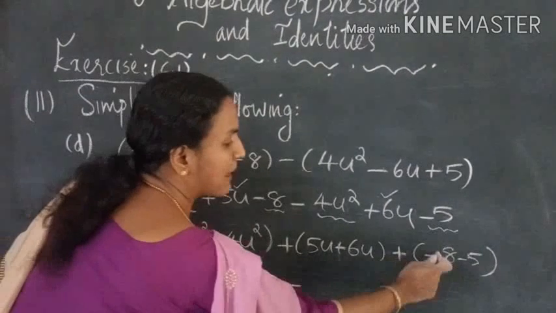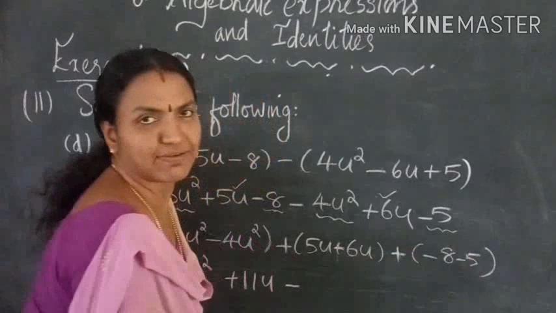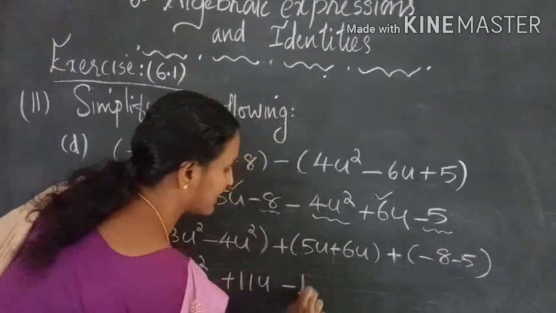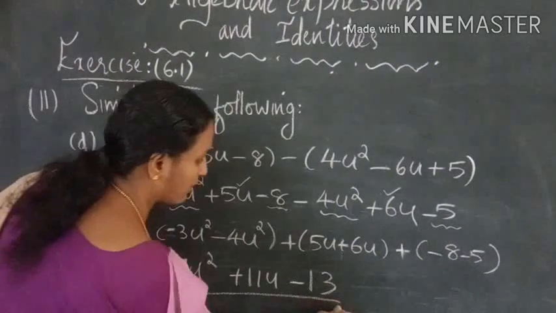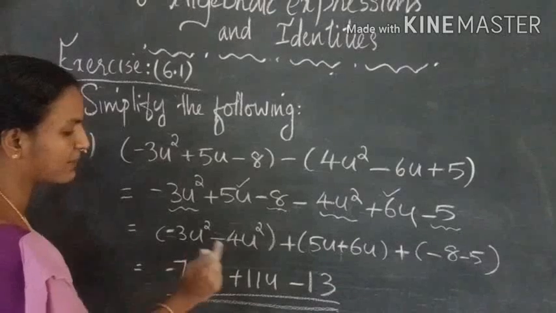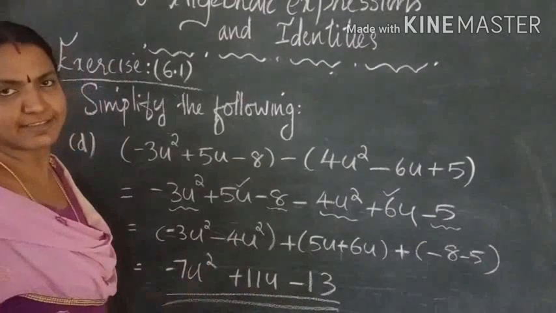Then plus minus 8 minus 5, minus 8 minus 5, minus 13. Addition of two negative numbers is always negative. So minus 7u square plus 11u minus 13.